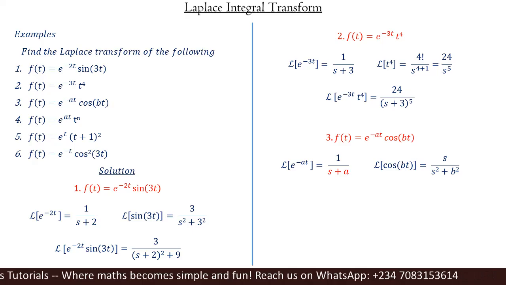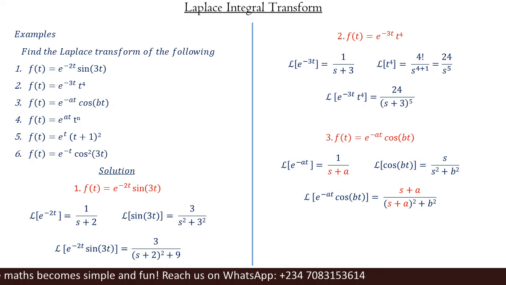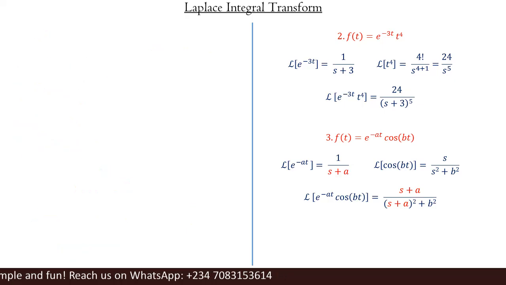Are we together? Meaning that the Laplace transform of e raised to the power of minus at cos bt is, in the numerator we have s. We are going to write s plus a, all over, in the denominator we have s squared. In place of s, we are going to write s plus a squared, then plus b squared. Yes, this is the principle of first shifting under the properties of Laplace transform.